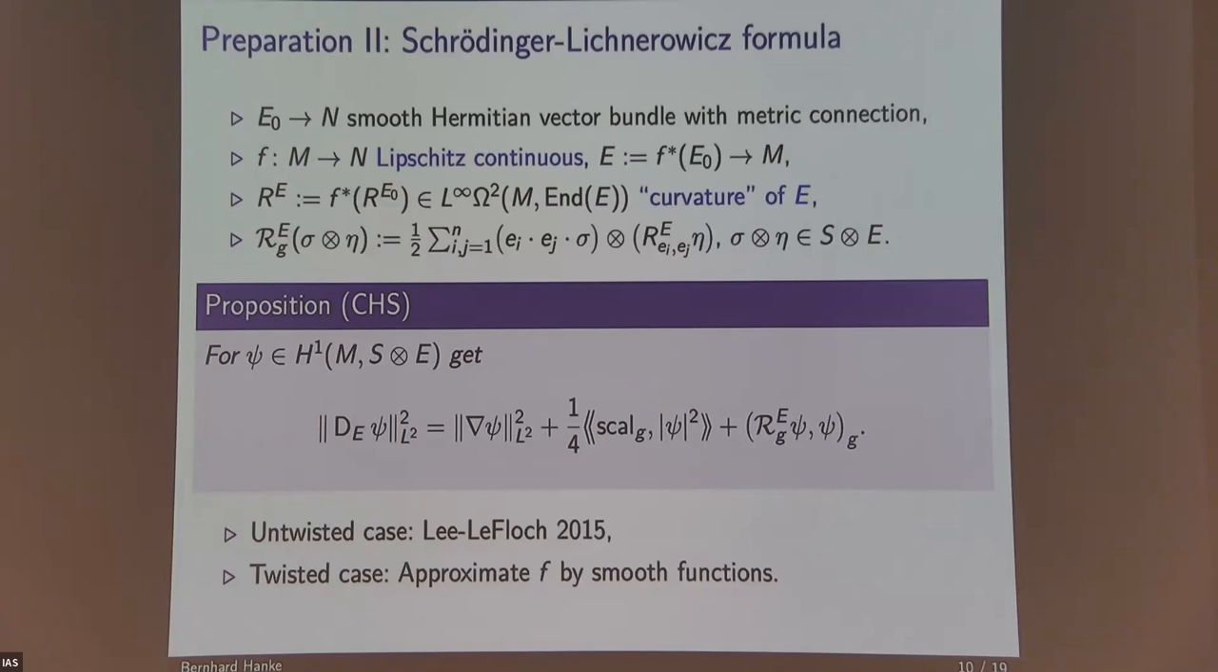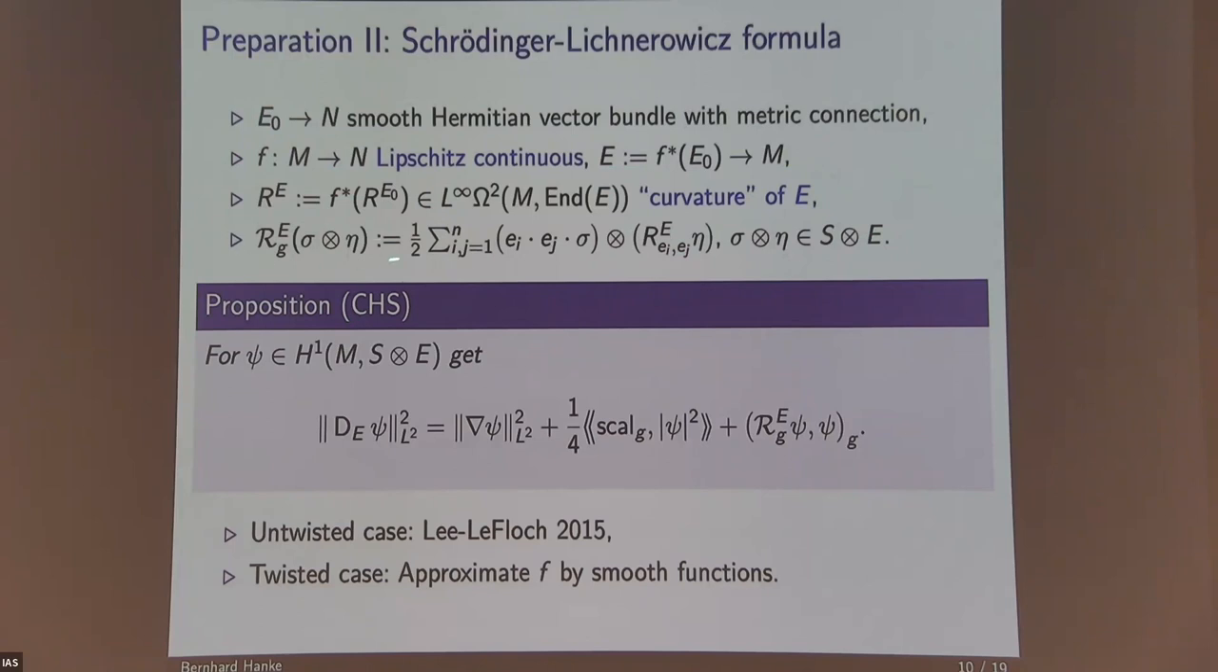And in the Lichnerowicz formula, the curvature of the twist bundle appears, but for Lipschitz bundles, we cannot define curvature normally because curvature requires second derivatives. But here we can just pull back the curvature of the target bundle under this Lipschitz map. So we get an L infinity section of the two-form bundle with values in the endomorphism bundle of E, and we might call this the curvature of E. So we just pull back the well-defined curvature of E0 under the differential of this Lipschitz map. This is why we get an L infinity section here. And this is what I call the curvature of E.